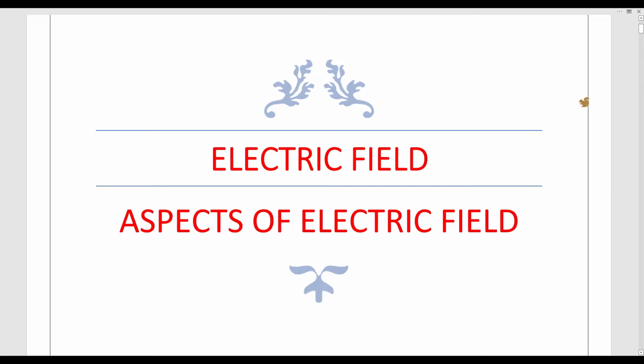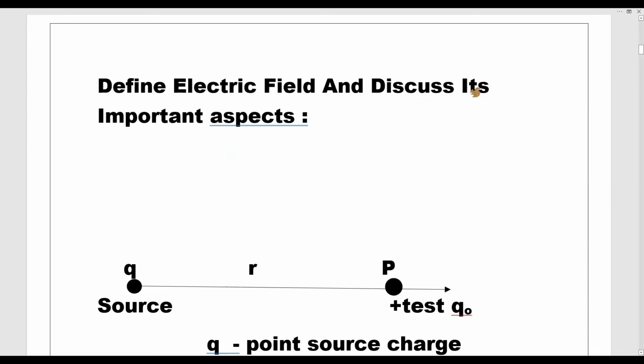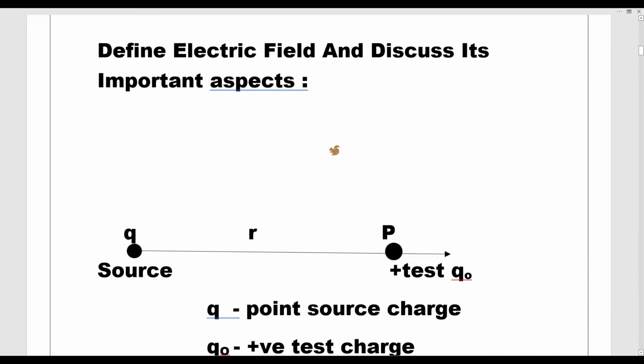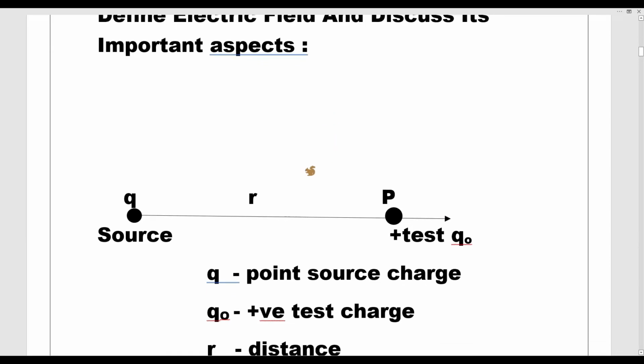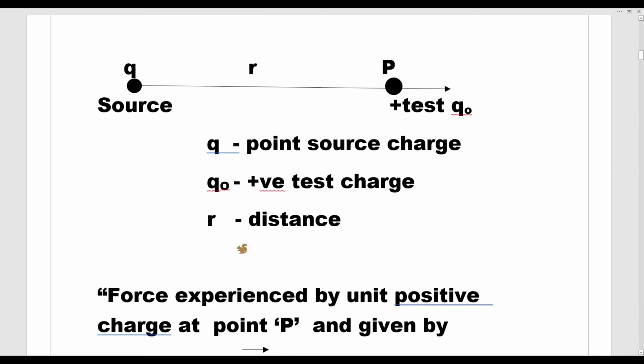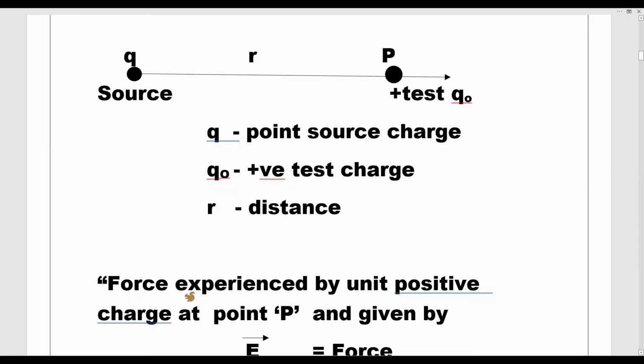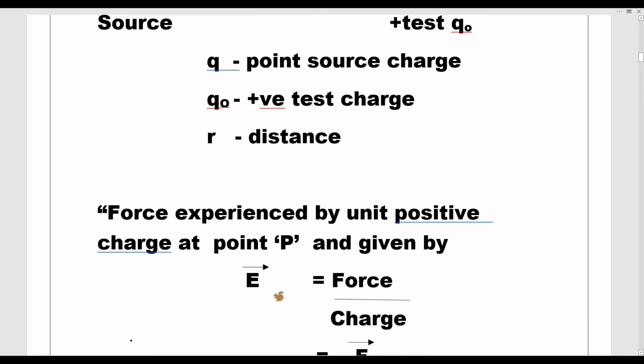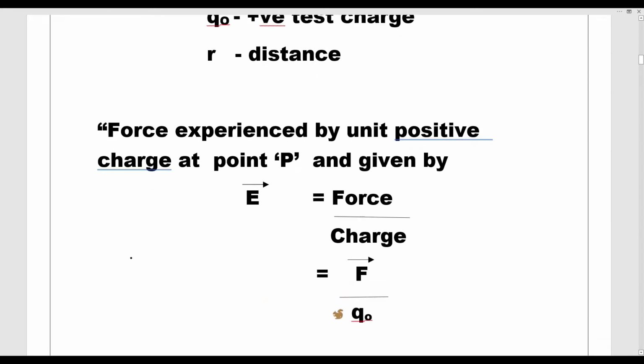In this session, we will discuss electric field and important aspects of electric field. We consider a source point charge Q and a test charge Q naught separated by a distance R. Now, the electric field at the point P at a distance R from the point charge Q is defined as the force that is experienced by unit positive charge placed at the point P and is given by E vector is equal to force by charge, which is F vector by Q naught.